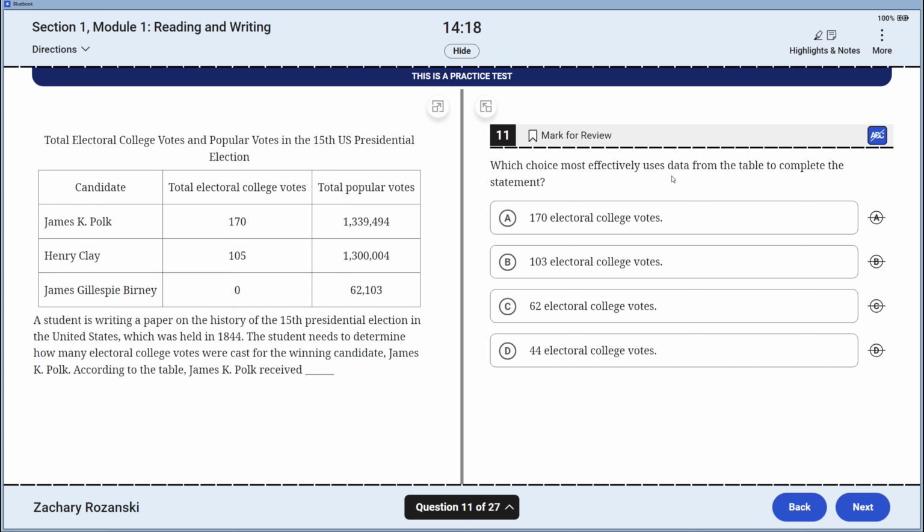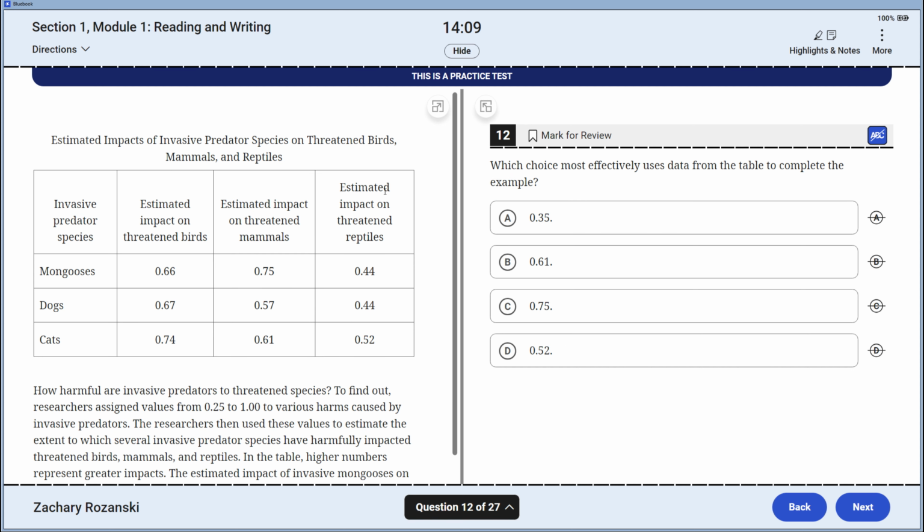11. Which choice most effectively uses data from the table to complete the statement? We've got winning candidate James K. Polk. According to the table, James K. Polk received 170, too easy.